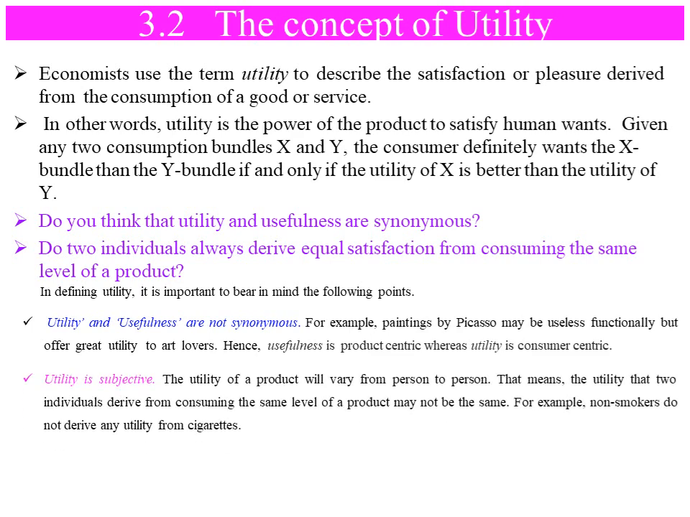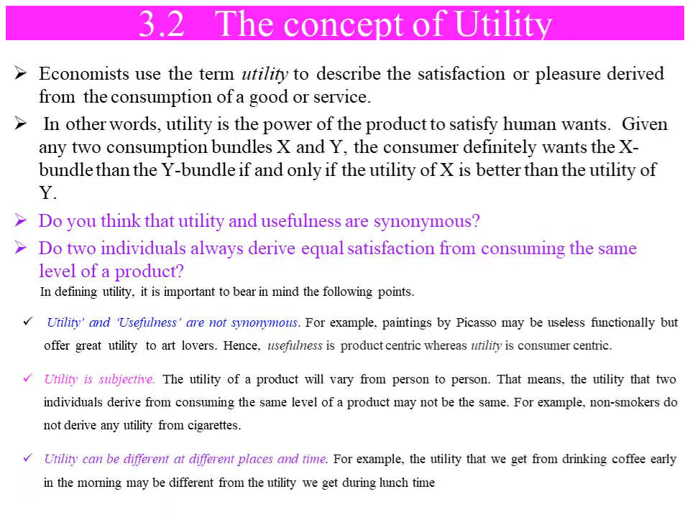Utility is subjective. The utility of a product will vary from person to person. That means the utility that two individuals derive from consuming the same level of a product may not be the same. For example, non-smokers do not derive any utility from cigarettes. Utility can be different at different places and at different times. For example, the utility that we get from drinking coffee early in the morning may be different from the utility we get from drinking it at lunchtime. This is because of time.